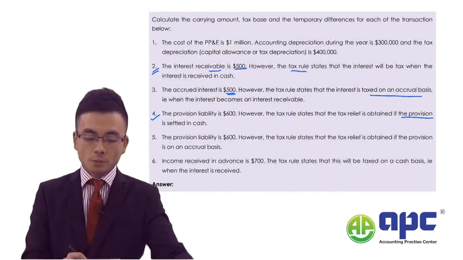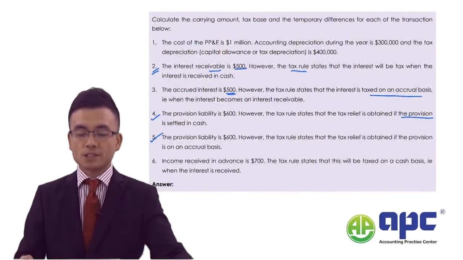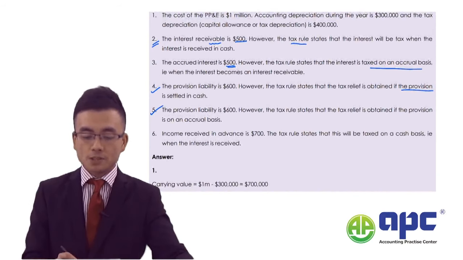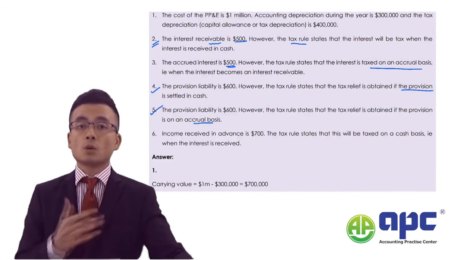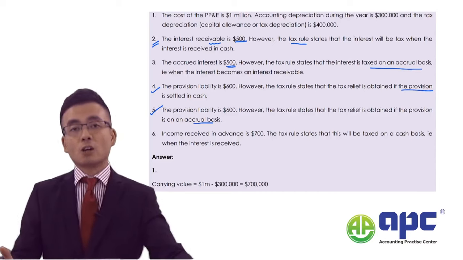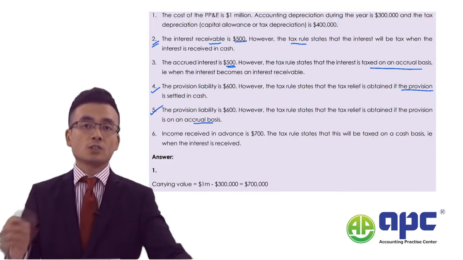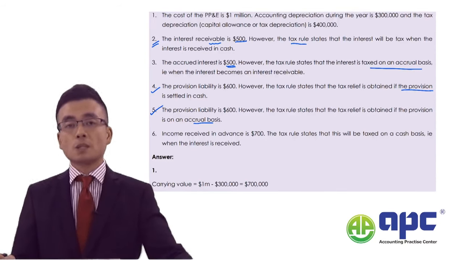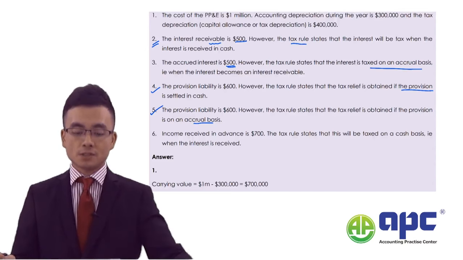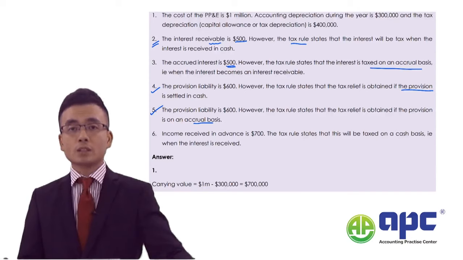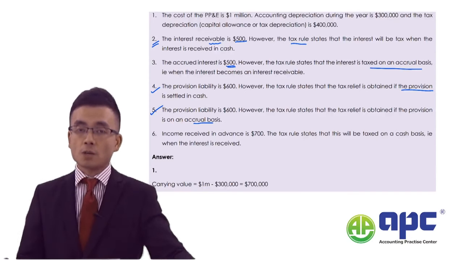Okay then, number 5 then. Provision liability 600, but tax rule states the tax relief is obtained for the provision liability on accruals basis, which means when we account for that $600 in our accounting, at the same time, we can use that $600 as the deductible expenditure to save us tax. And that's why there will be no timing or temporary differences arising between these two, and therefore the deferred tax effect will be zero, okay?